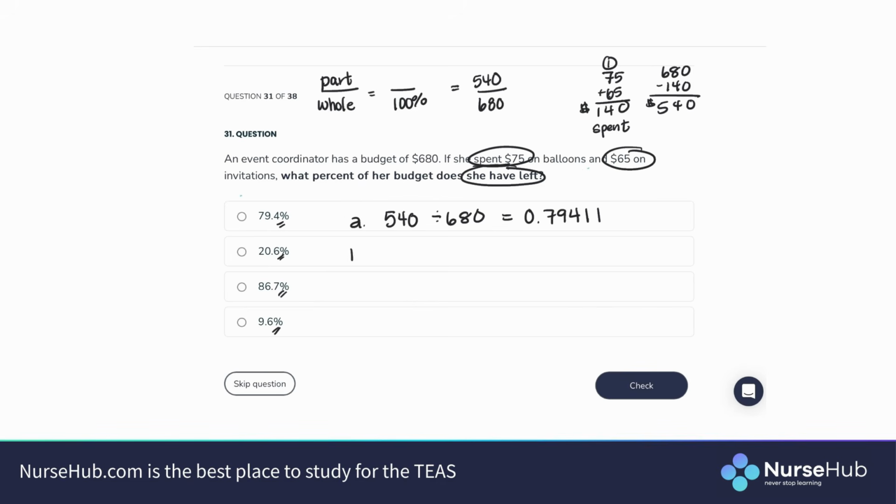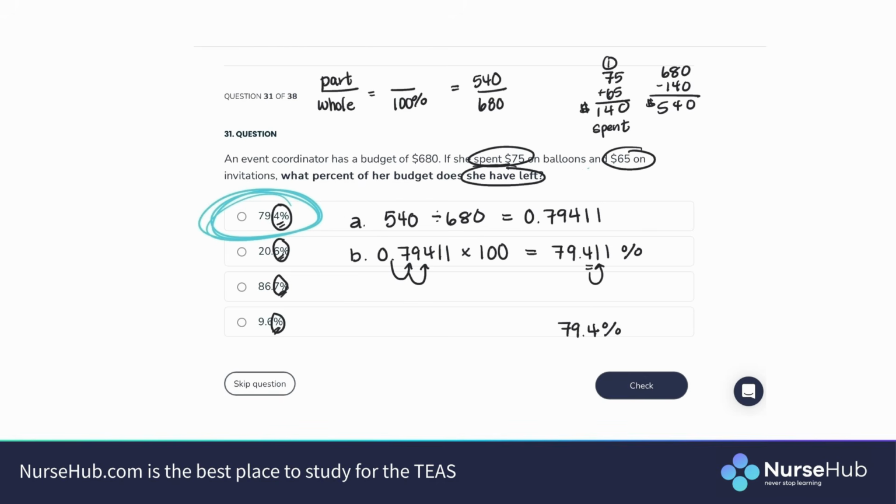The second step to turn a decimal into percent is to multiply it by 100. That's the same as moving your decimal point once, twice. That's going to give us 79.411%. Again, notice how all of these answers only have one number after the decimal. Underline the 4. 1 tells the 4 to stay the same. So our final answer is 79.4, and that's our top answer right here.